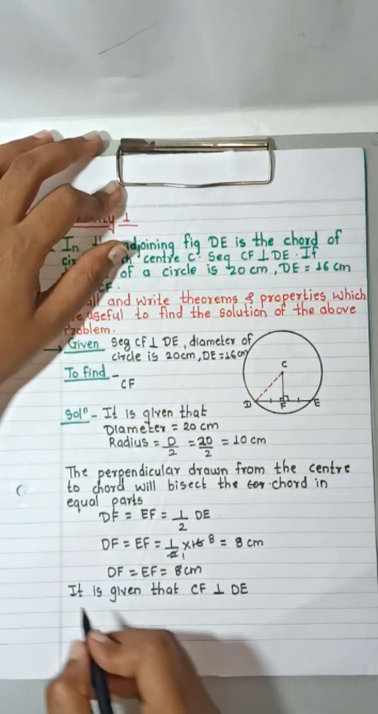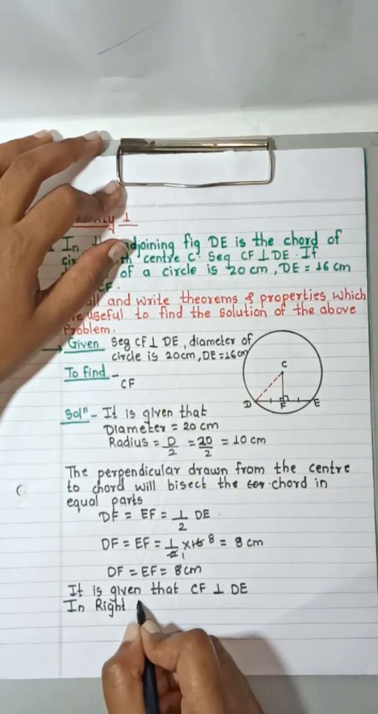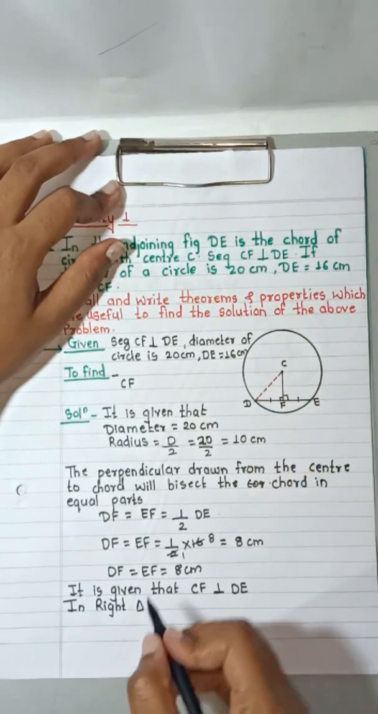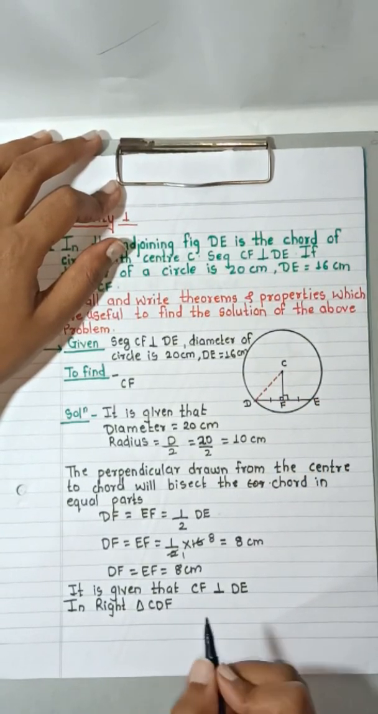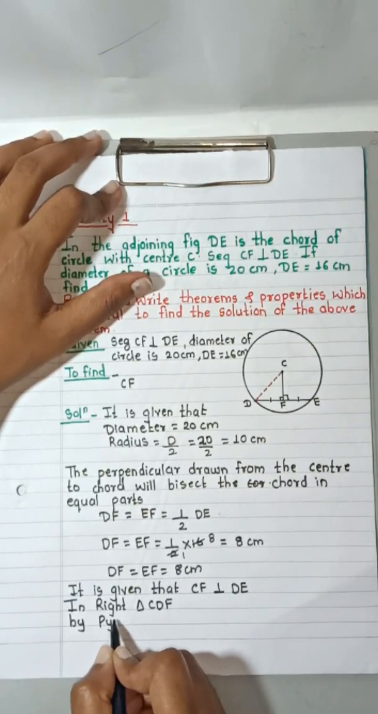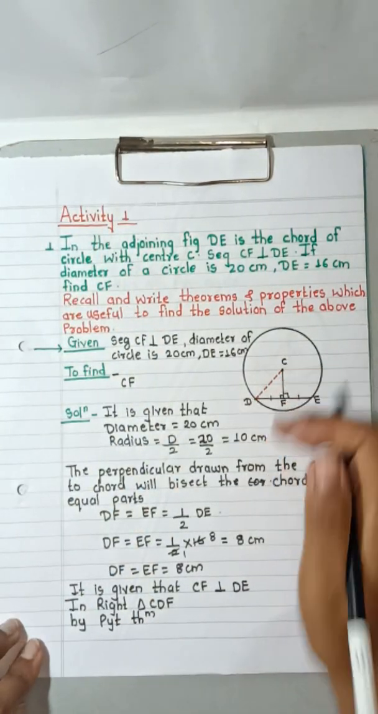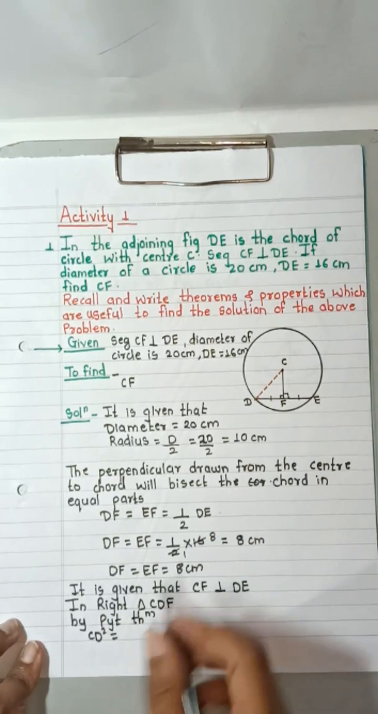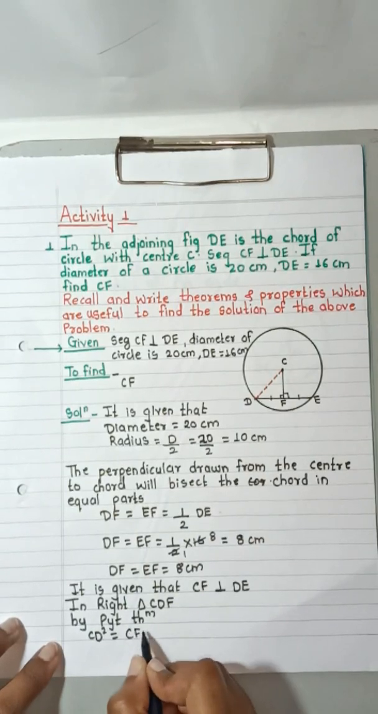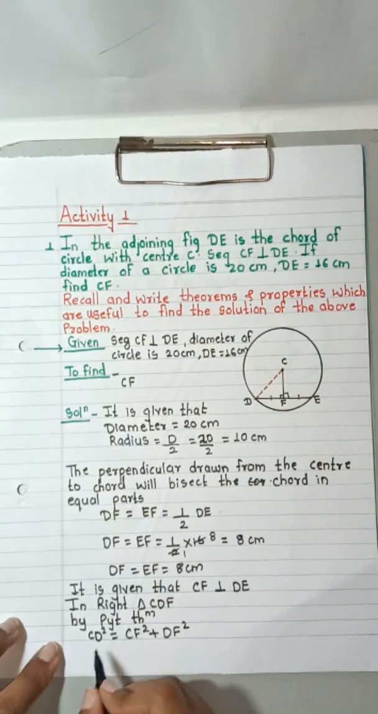Now let us consider the right triangle. Which triangle we are going to consider? That is triangle CDF. Now we are going to apply the Pythagoras theorem over here. By Pythagoras theorem, CD is the hypotenuse, therefore CD square is equal to DF square plus CF square, or CF square plus DF square.